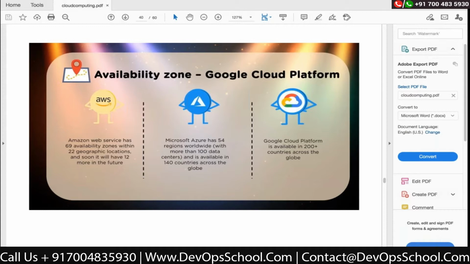On the other hand, Microsoft has 54 regions worldwide with more than 100 data centers, available across 140 countries across the globe. Google platform is available in 200 plus countries across the globe. So that's the availability zone: where the data centers are.